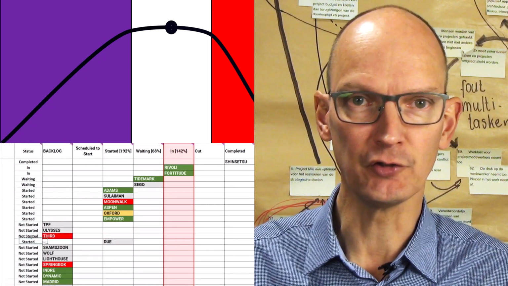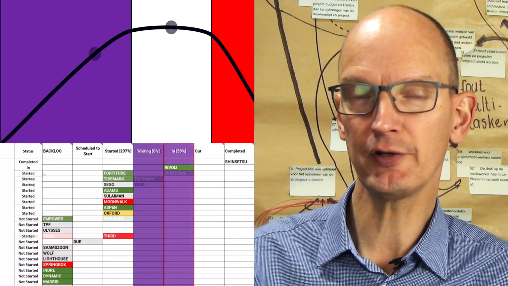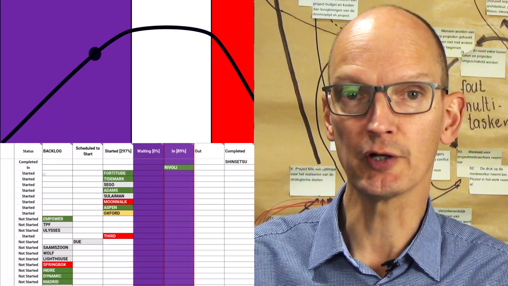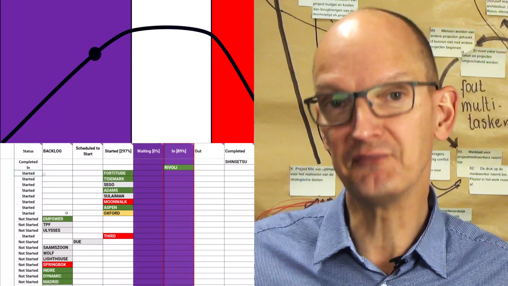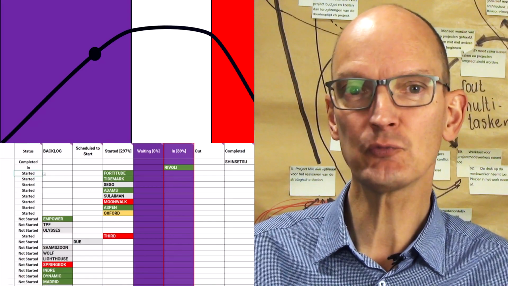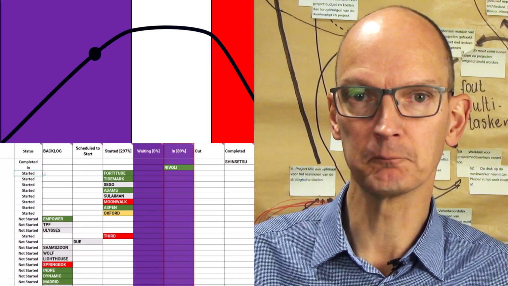The second scenario to show is when the bottleneck is running empty while there's plenty of work. When there is no work, there is no productivity. And that is what the left side of the graph is showing.